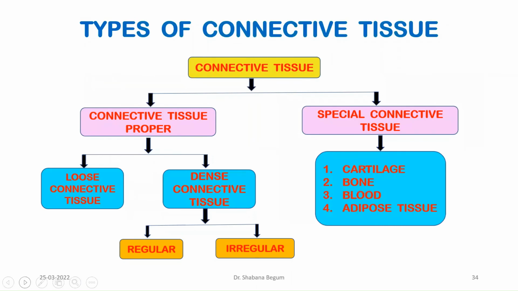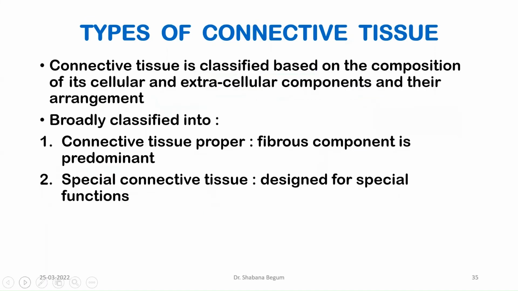Next, we have to discuss the types of connective tissue. Now, the connective tissue can be classified into two types. One is the connective tissue proper, the other is the special connective tissue because of the specialized function it performs. The special connective tissue consists of the cartilage, bone, blood, adipose tissue. The connective tissue proper, on the other hand, consists of the loose connective tissue and dense connective tissue. Dense connective tissue is further classified as regular and the irregular variety. In this topic, we will be discussing the connective tissue proper.